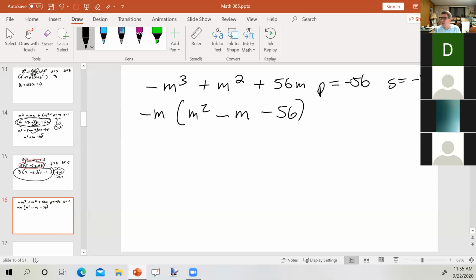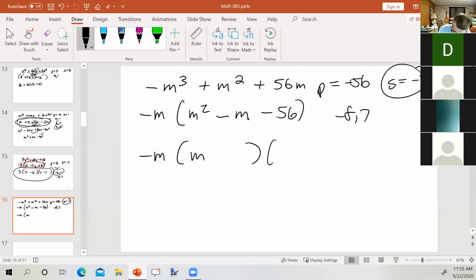Okay, 56. What do you think of? What times what is 56? 7 times 8. So let's see, we'd have to have a -8 and a +7 to get a sum of -1. -8 times 7, product is -56, sum is -1. So I've got this and that. It's a lovely looking M. All right? Questions on that? Well, then we'll continue.